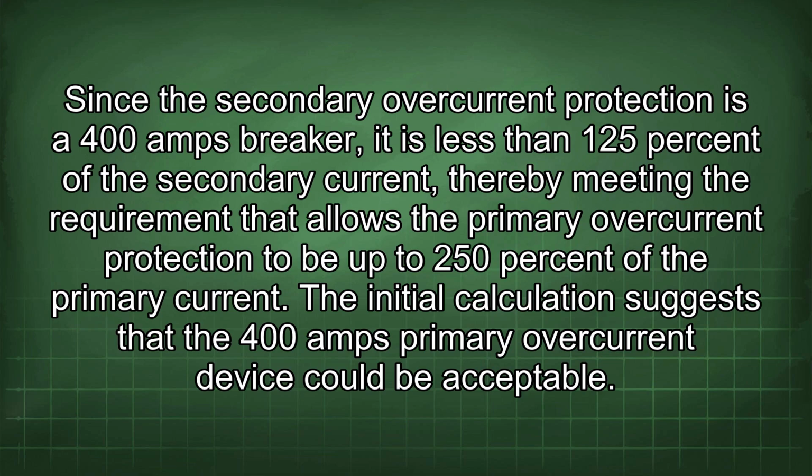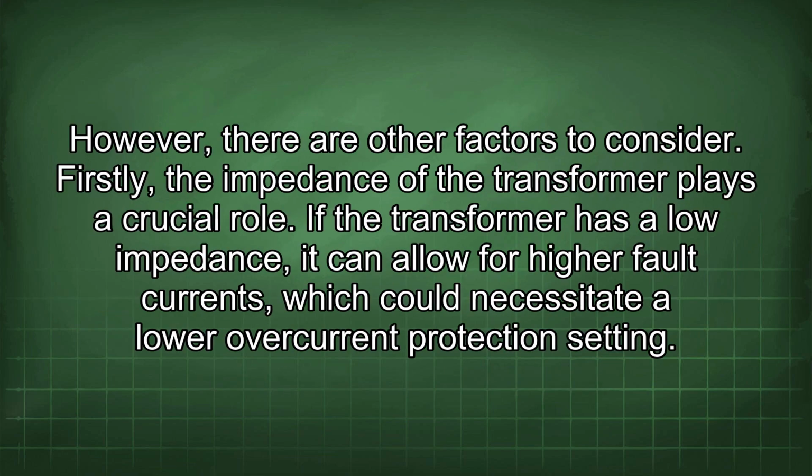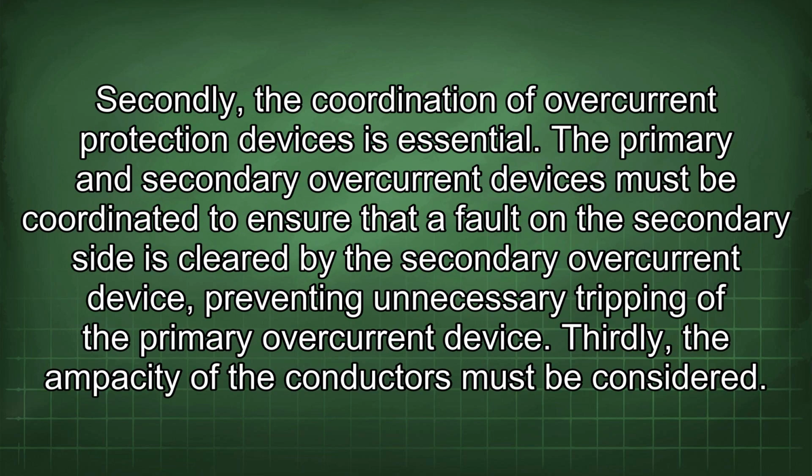The initial calculation suggests that the 400 amps primary overcurrent device could be acceptable. However, there are other factors to consider. Firstly, the impedance of the transformer plays a crucial role. If the transformer has a lower impedance, it can allow for higher fault currents, which could necessitate a lower overcurrent protection setting. Secondly, the coordination of overcurrent protection devices is essential.